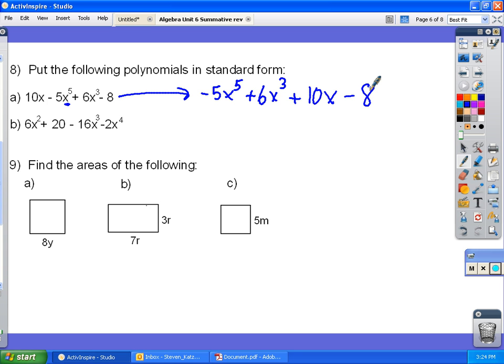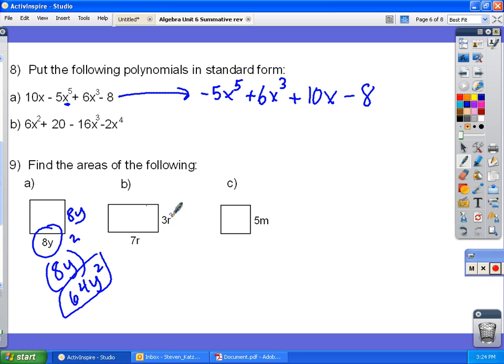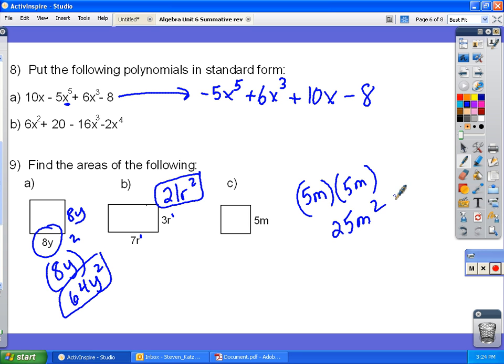Area of each one, this is a square, so area is length times width, or one side squared for a square. So there it's going to be 64y squared. Here you have, remember, multiply the numbers and multiply the powers of r. And 1 plus 1 is 2. Here 5m times 5m, or 5m squared, either way, you're going to get 25m squared.